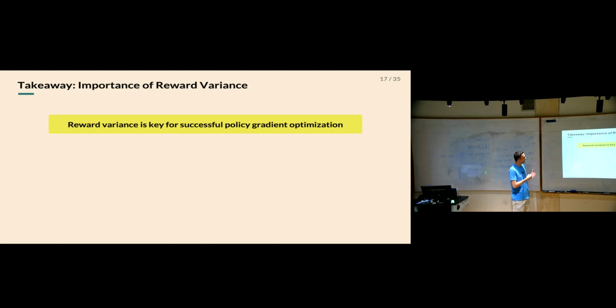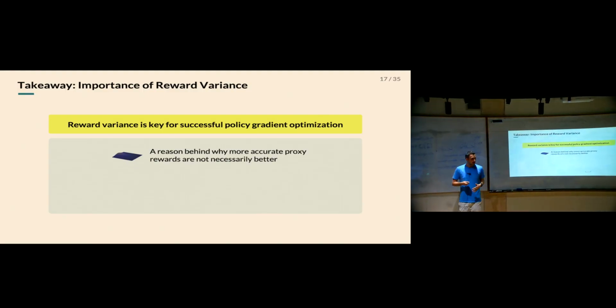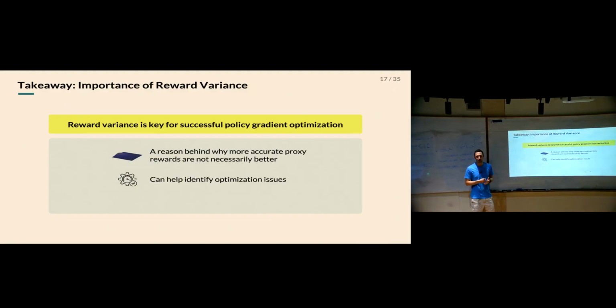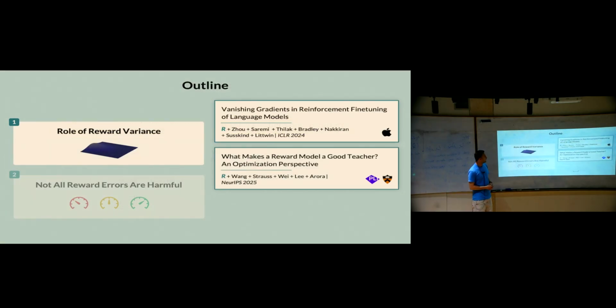The reason I'm showing this is that it all goes to demonstrate, at least in my belief, that reward variance is a key property for successful policy gradient optimization. It gave us one reason for why more accurate reward functions are not necessarily better. It can also help us identify optimization issues. If we see that for many prompts in the dataset the reward variance is low, it will tell us that we're likely not going to increase the reward over them by that much. And beyond that, it can also be useful for developing new algorithms. I believe that we're just scratching the surface in terms of what we can do here. Okay, so this wraps up the first part of the talk.